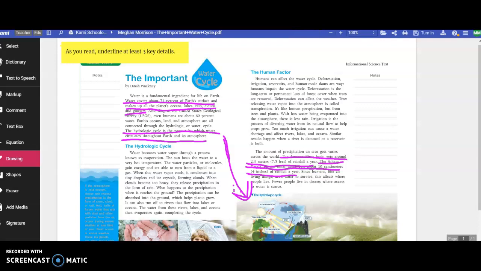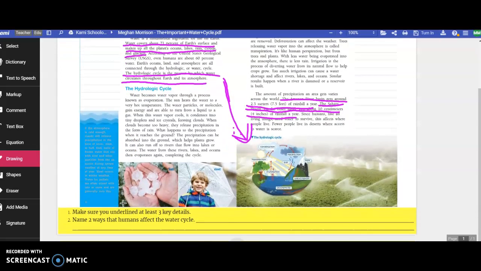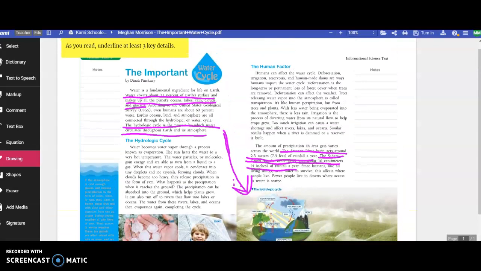So while you read, I want you to underline 3 key details. It could be places where you are picturing some sort of mental image, or just details that seem to be important and lead you towards the main idea. So make sure you do that, and then name 2 ways that humans affect the water cycle.